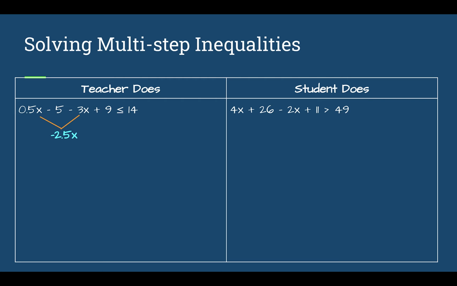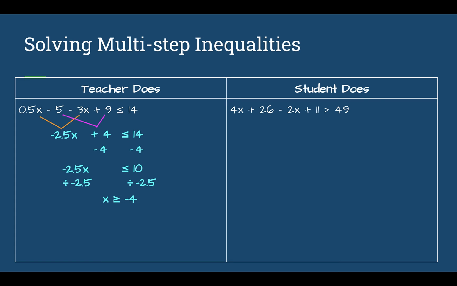I also see there's a minus 5 and a plus 9. Negative 5 plus 9 is positive 4. Just by combining like terms, we simplified it quite a bit. Bring down the rest, and now I'm left with negative 2.5x plus 4 is less than or equal to 14. Now we're back to a two-step inequality, so subtract the 4 from both sides. I end up with the right side being 10. Our sign isn't changing yet. Bring down the rest. Divide by the coefficient of x, negative 2.5, and 10 divided by negative 2.5 is negative 4.